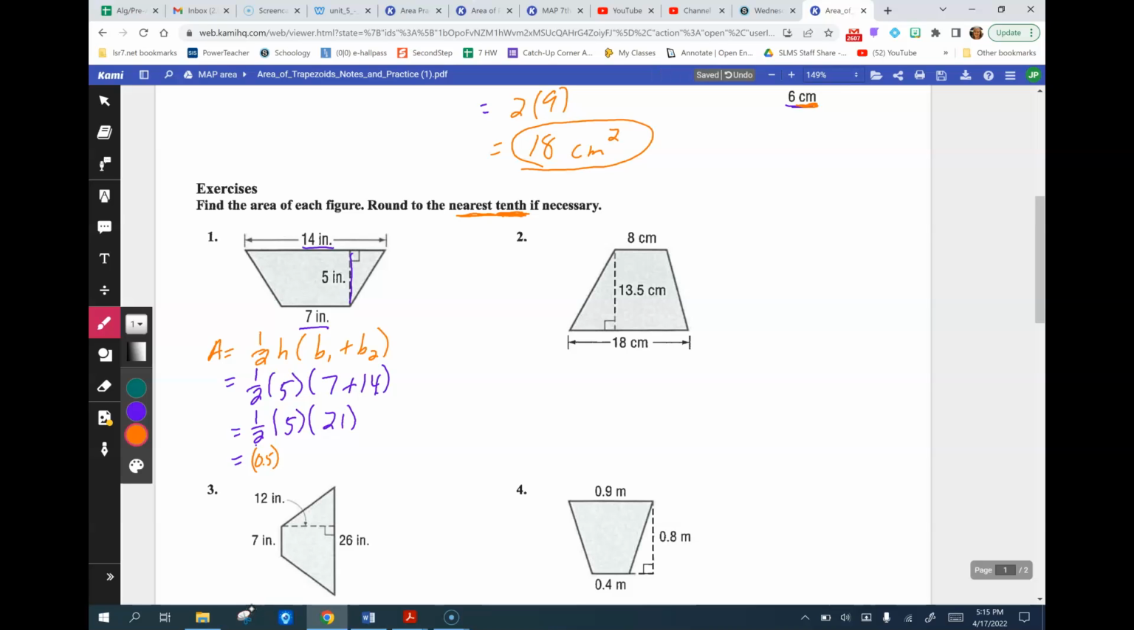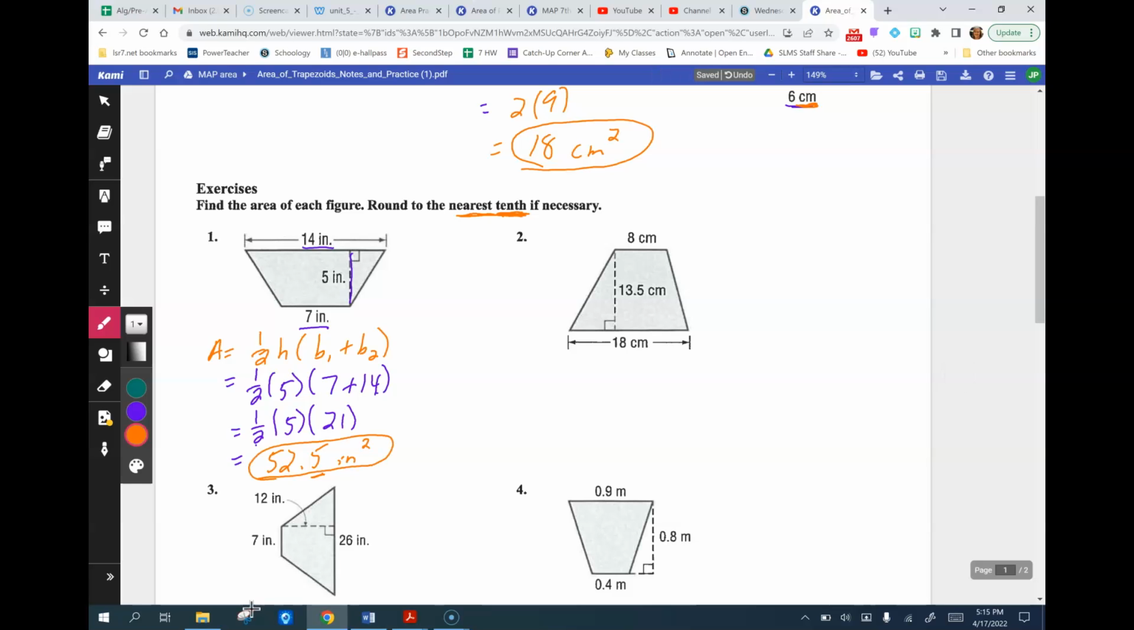So 0.5 times 5 times 21. And I get 52.5. Do I need to round? Nope, because I have 1 decimal place, so I'm good. Make sure you label it. Inches squared. Ta-da! Okay, next one.